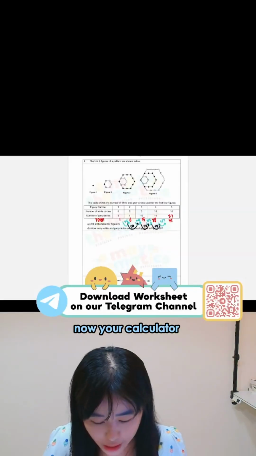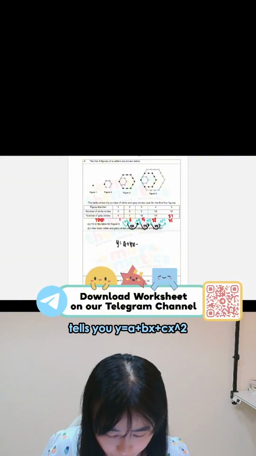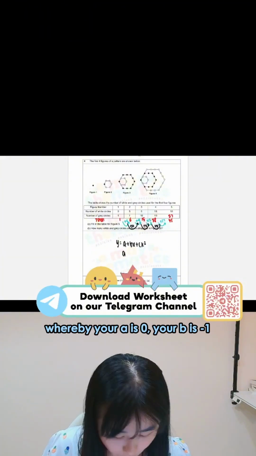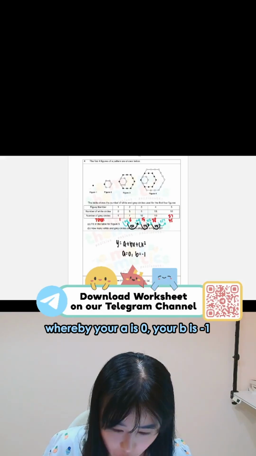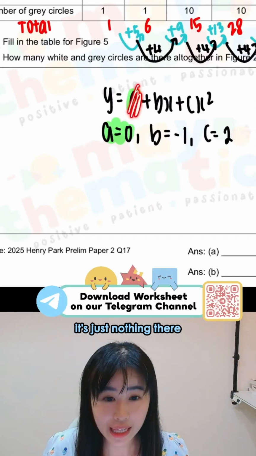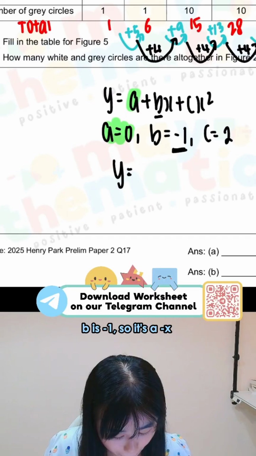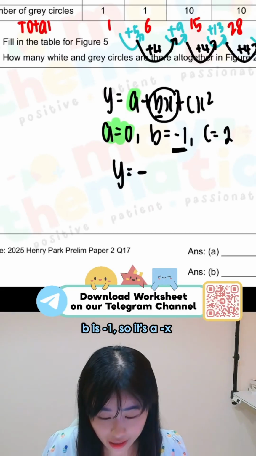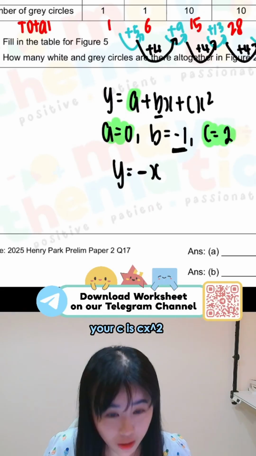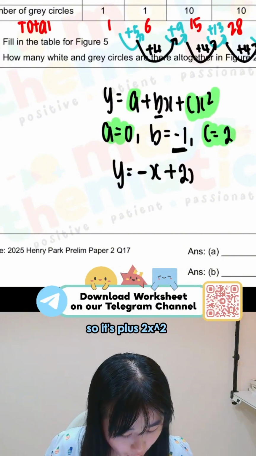Now, your calculator tells you y equals to a plus bx plus cx squared, whereby your a is 0, your b is -1, your c is 2. If your a is 0, basically, it's just nothing there. Just ignore it. B is -1. So it's a negative x. Your c is a 2. Your c is cx squared. So it's plus 2x squared.